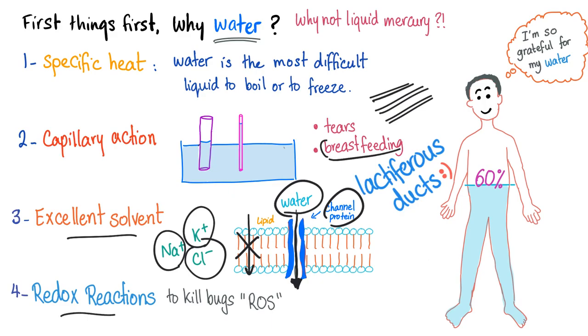Fourth, redox reaction, which stands for reduction-oxidation reactions, to kill bugs, also known as reactive oxygen species, which I think I've talked about before. We'll talk about it later when we talk about pathology and infectious disease and all of this stuff. So that's why 60% of your total body weight is made of water. It's great. You should be grateful that you have water.